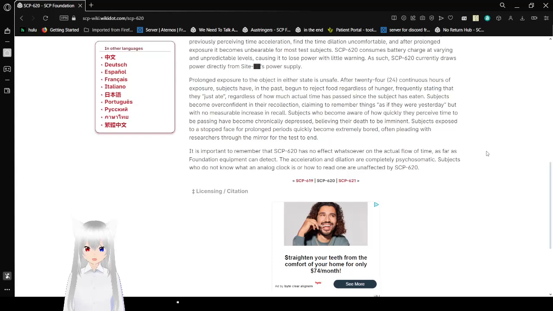Well, that was SCP-620, a clock that apparently makes time go by faster when it's on and makes time go by really slow when it's off.